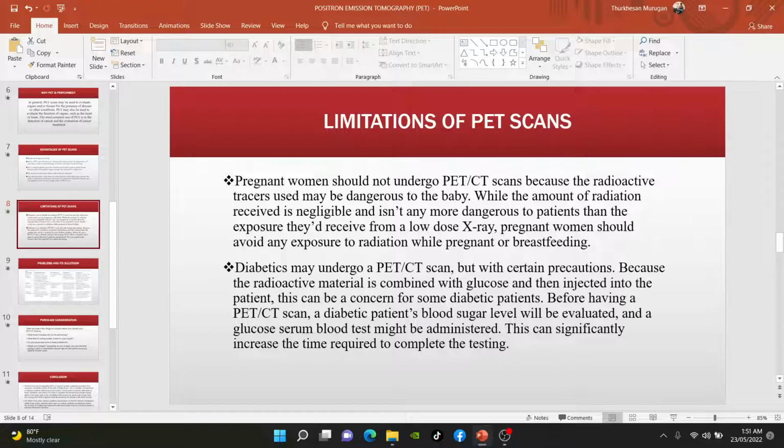The next limitation is that diabetics may undergo a PET scan but with certain precautions, because the radioactive material is combined with glucose and then injected into a patient. This can be a concern for some diabetic patients. Before having a PET or CT scan, a diabetic patient's blood sugar level will be evaluated and a glucose serum blood test may be administered. This can significantly increase the time required to complete the testing.